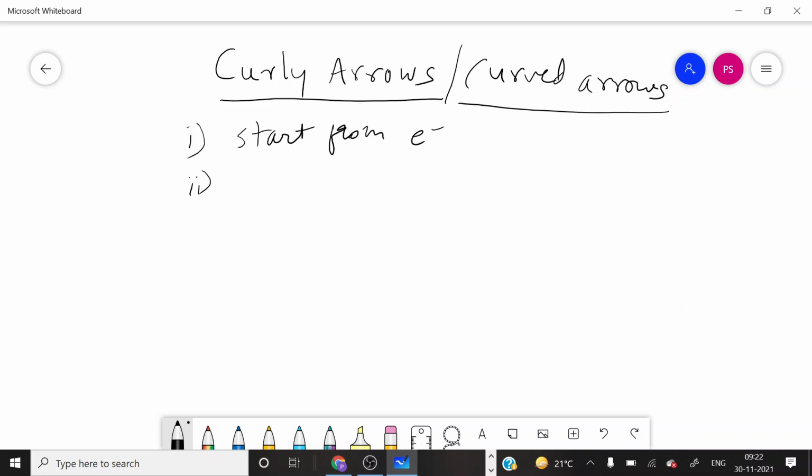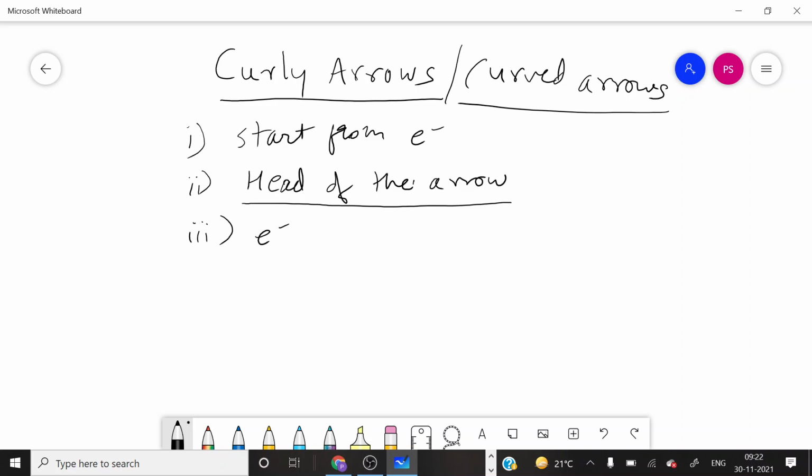Second, the head of the arrow should be at the atom or in between the atoms. If there is bond formation, then the head of the arrow should be in between the atoms. The bond is formed between the two atoms, so the head of the arrow should be in between them. Third rule, for single electron movement, we have to use a half-headed arrow or fish hook arrow, and for two electron movement, the arrow used is a full-headed arrow.